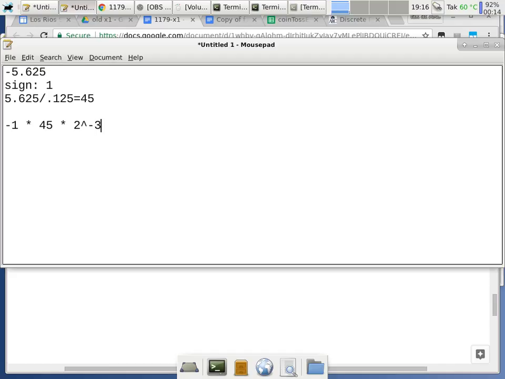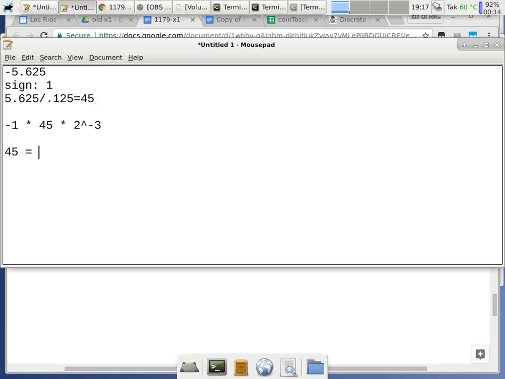It's excluding the 1 point, okay? So we have to somehow adjust this number so that it looks like that. Okay, so the next step we need to do is to look at 45 and say, okay, what does 45 look like as a base 2 number? Convert it to base 2.